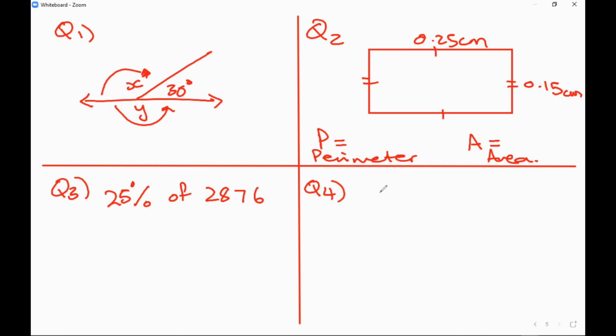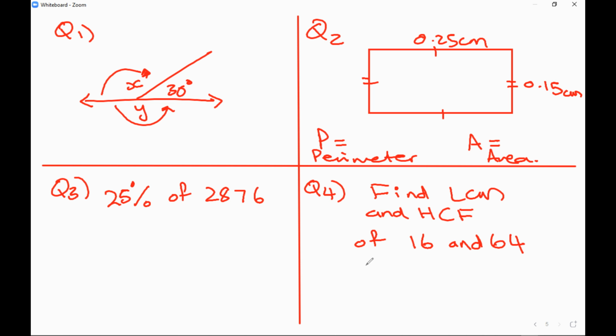Next one. Find the lowest common multiple and highest common factor of 16 and 64. So get me the LCM and the HCF. Press pause, give it a try. Press play when you're done.